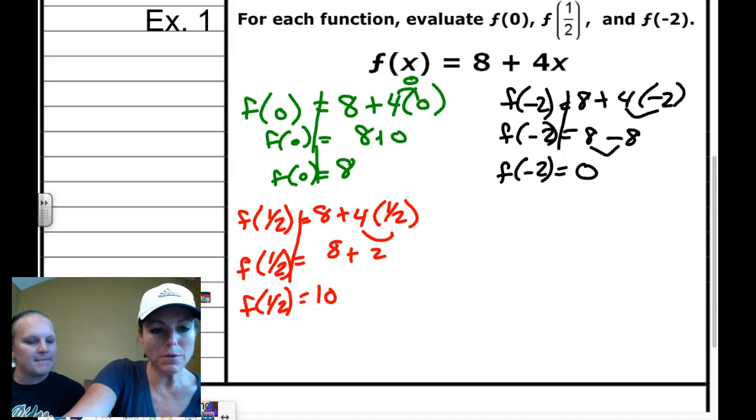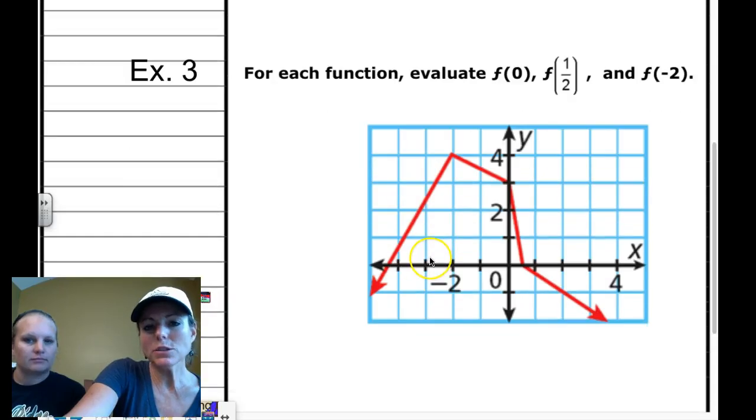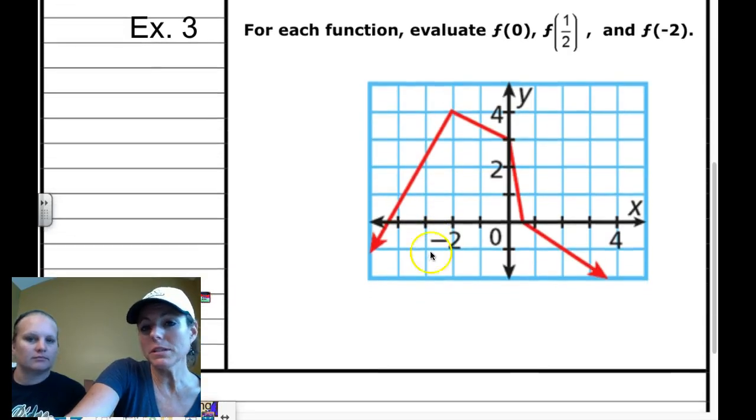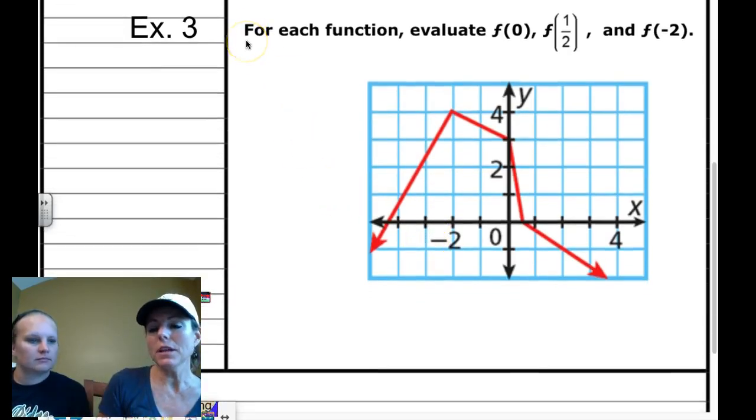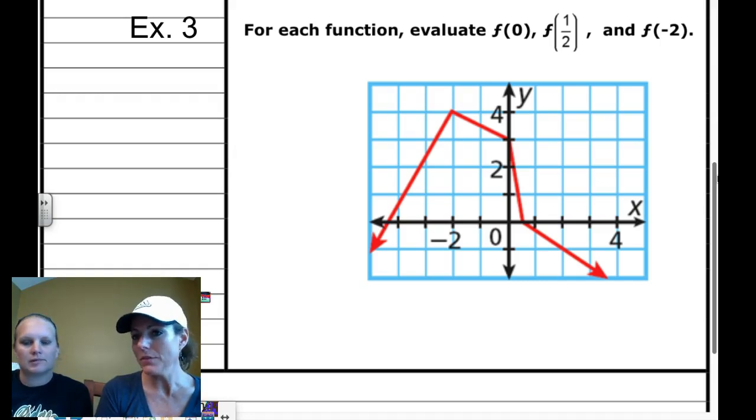I think if I recall, example 2 we're going to do in class. But now let's go down to example 3. It's a little bit different. You're not given a function this time. See, there's no function. You're given a graph, and we have to evaluate using the graph. We have to find f of 0, f of 1/2, and f of -2.